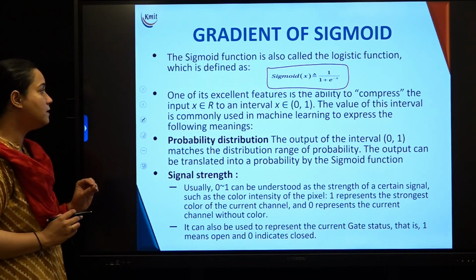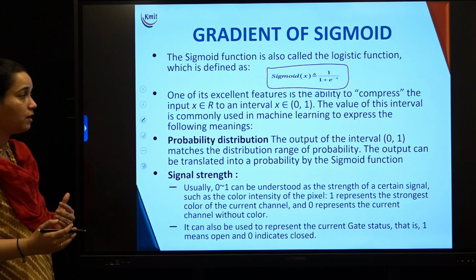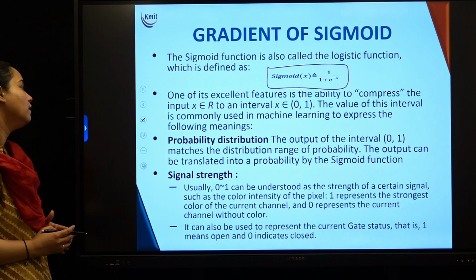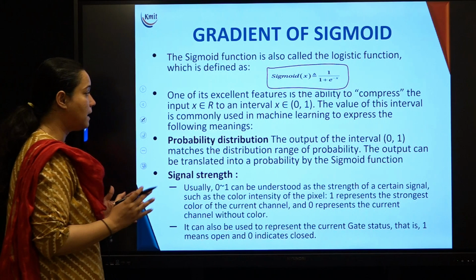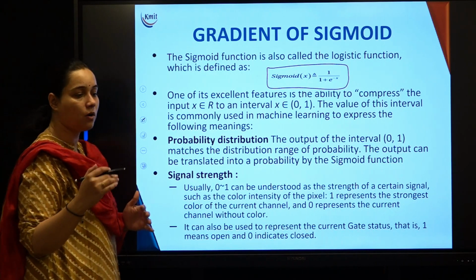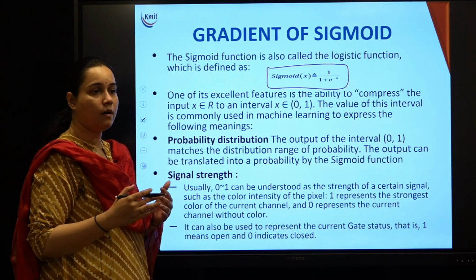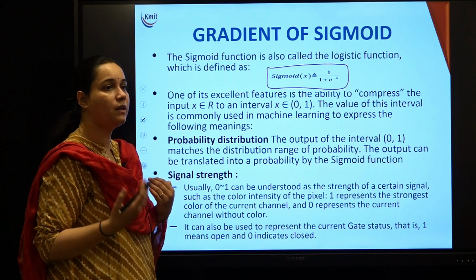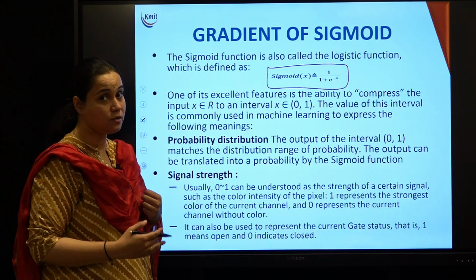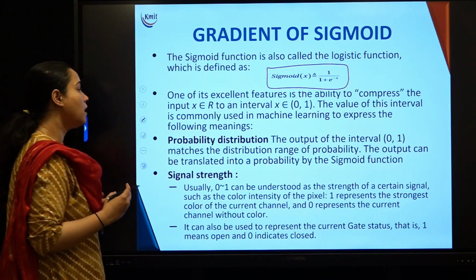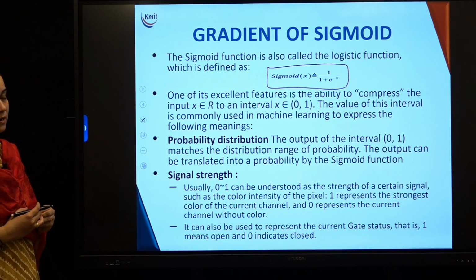Now, the value of this interval is commonly used in machine learning or deep learning to express the following meanings. So, what are the meanings of squishing it to a value of 0 to 1? That is probabilistic distribution. The output of the interval 0 to 1 matches the distribution range of probability. Here you are not talking directly on the output, whether the output is 1 or 0. We are talking on what is the probability of output being 1, and what is the probability of output being the other class, which is 0. So, we are talking on probabilities. The output can be translated into a probability by the sigmoid function, which is a more realistic approach.